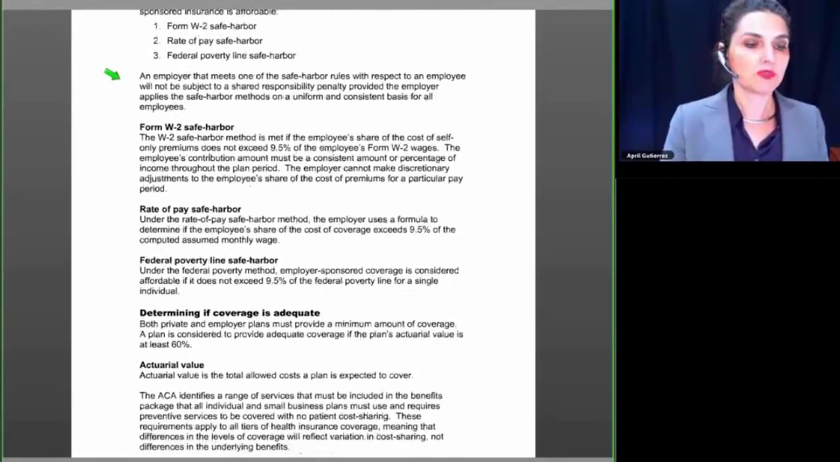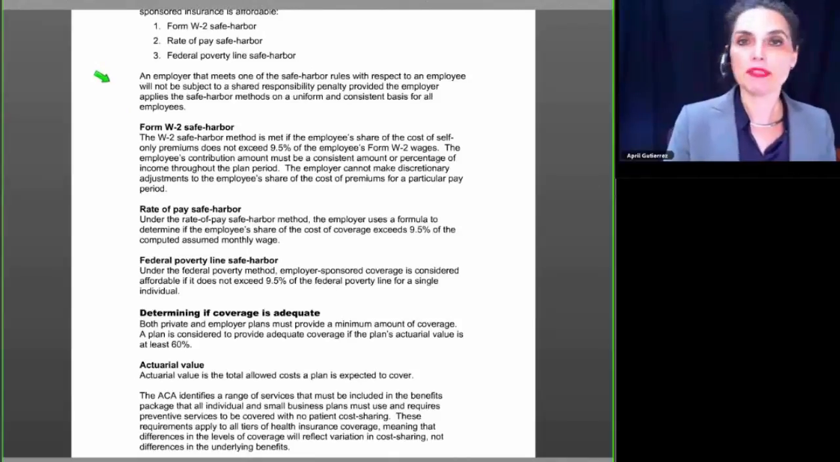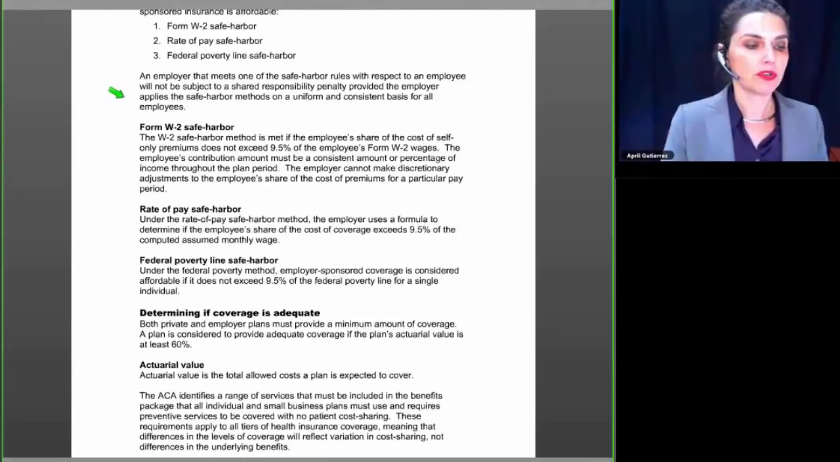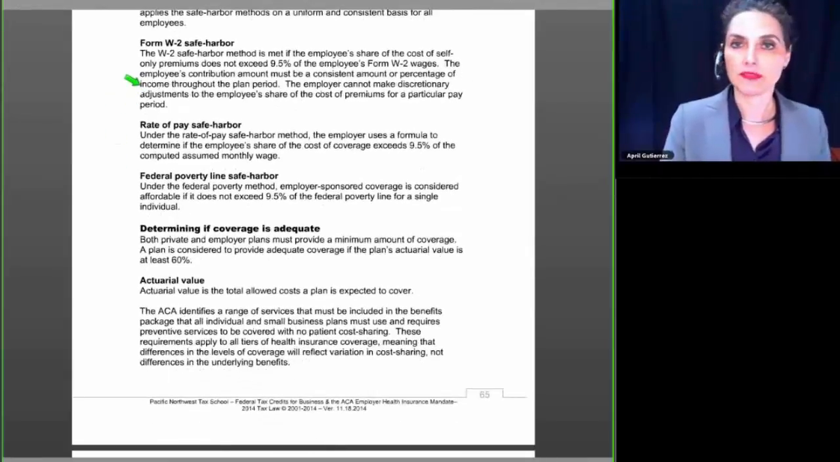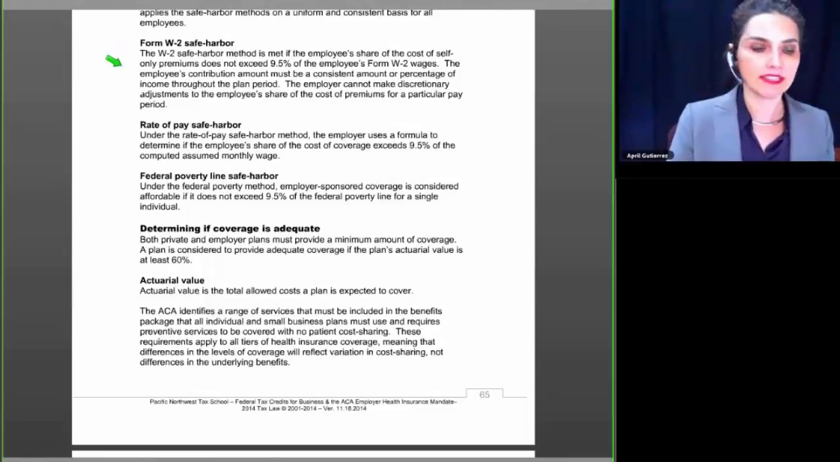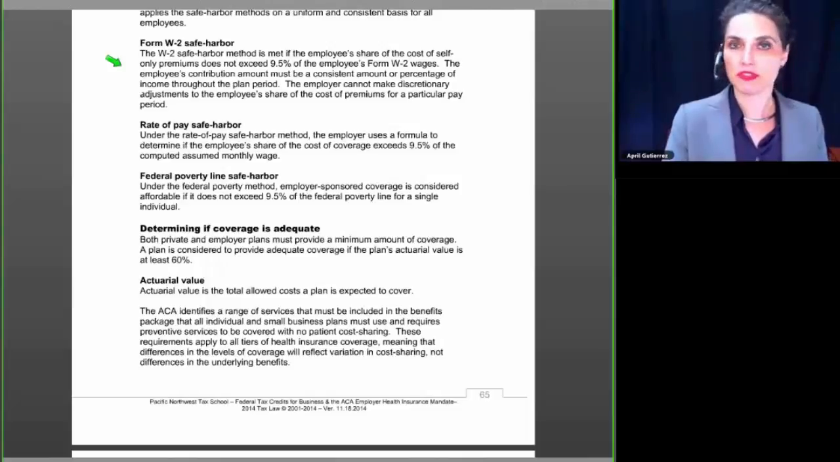An employer that meets one of the Safe Harbor rules with respect to an employee will not be subject to a shared responsibility penalty provided the employer applies that safe harbor method on a uniform and consistent basis for all employees. Firstly, let's take a look at the W-2 Safe Harbor Rule. The W-2 Safe Harbor method is met if the employee's share of the cost of self-only premiums does not exceed 9.5% of the employee's Form W-2 wages.